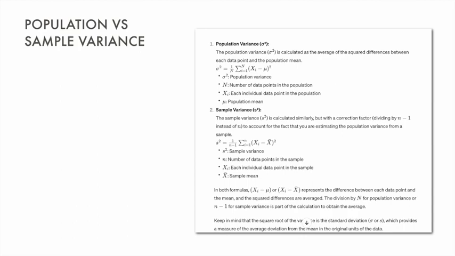Sample variance is s square. Sample variance is calculated similarly but with a correction factor, dividing by n minus 1 instead of n. So why n minus 1? Because we need to account for the fact that we are estimating the population variance from a sample.